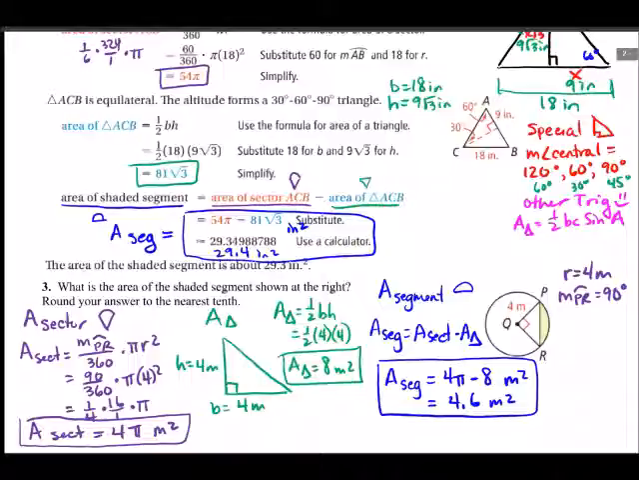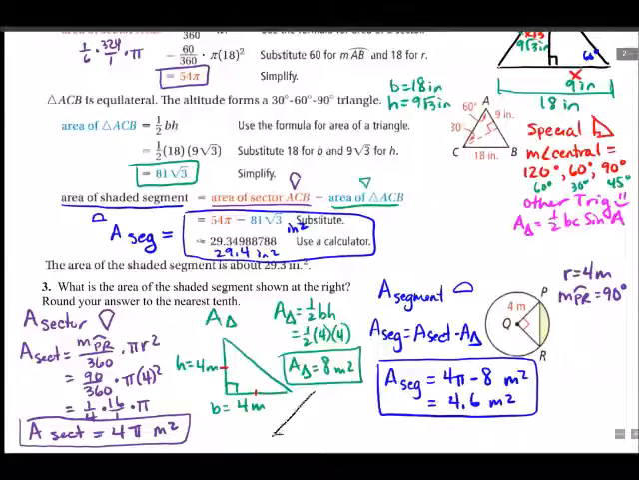And then I need to find the area of my triangle. So the area of my triangle is 1/2 base times height. Well, I redrew my triangle, and I noticed that it's a 90-degree angle, which means I already have a base and a height. And these are just my radii, right? My radii are congruent. So I have a base and a height. They're both 4 meters. So I put it into my formula.